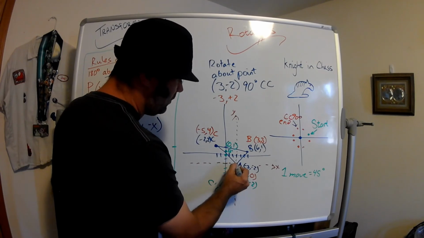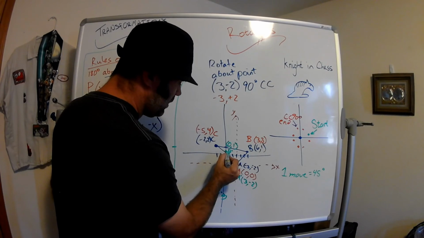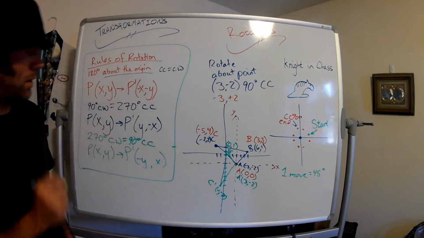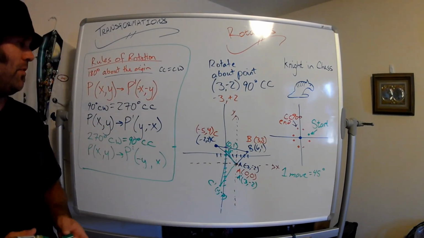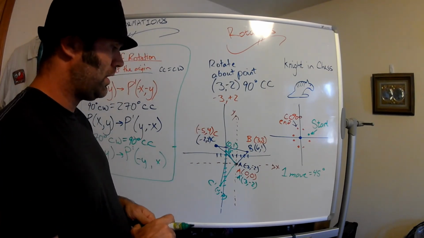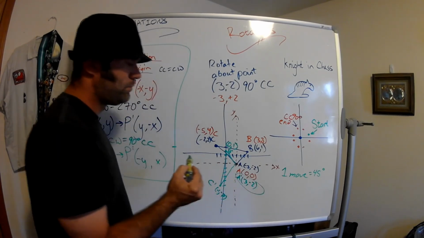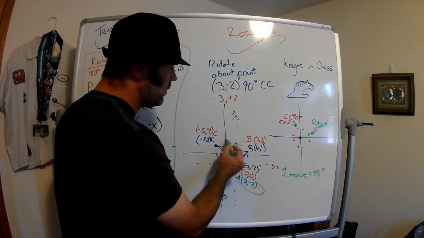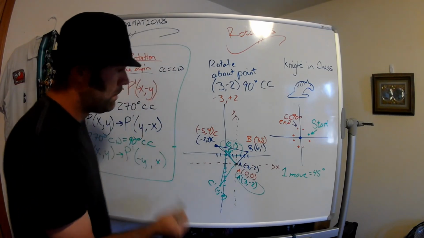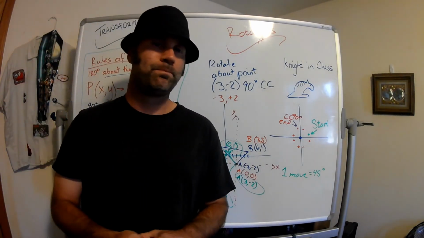And this is our new shape here. There we go. A prime, B prime, C prime. And so if you wanted to write your end answer in points, you've got (3, -2) for A prime. You've got (0, 1) for B prime. And you've got (-1, -7) for C prime.